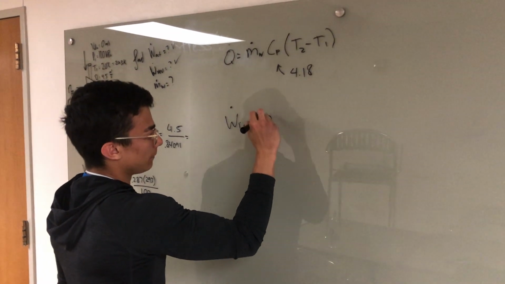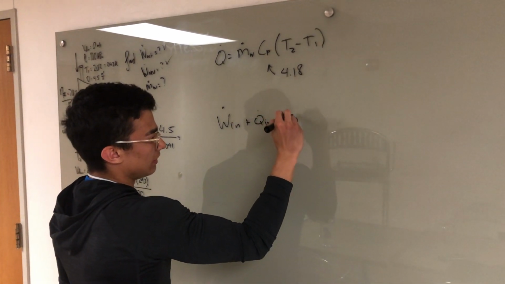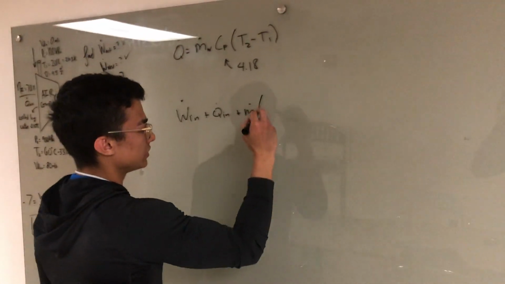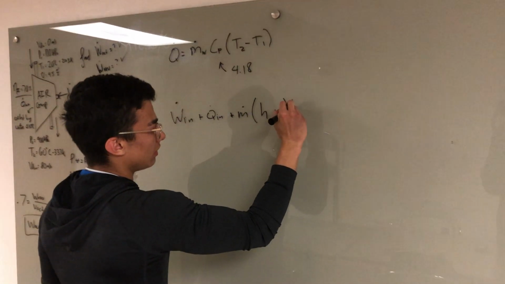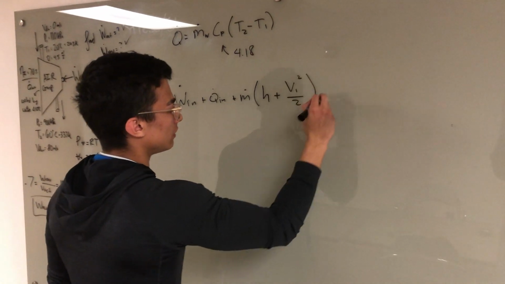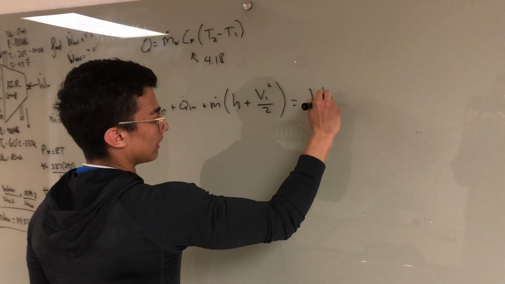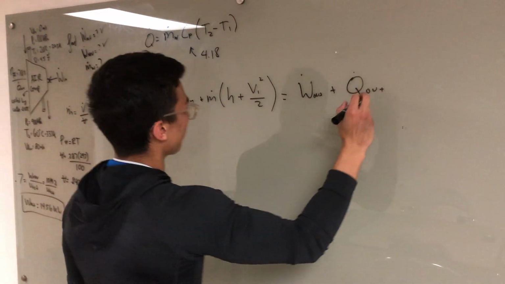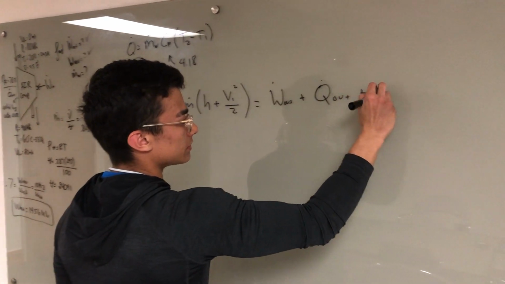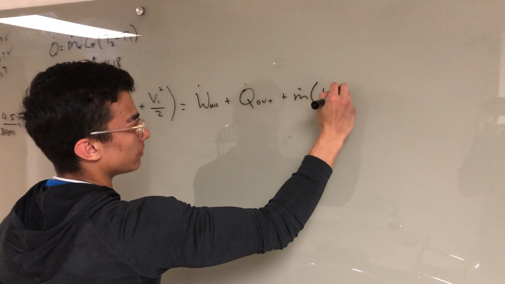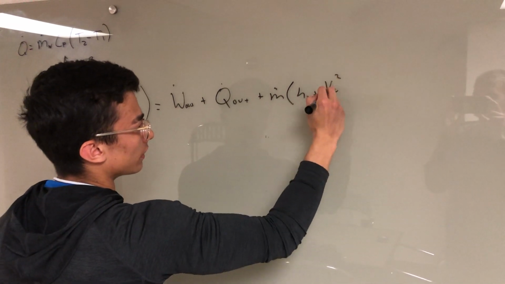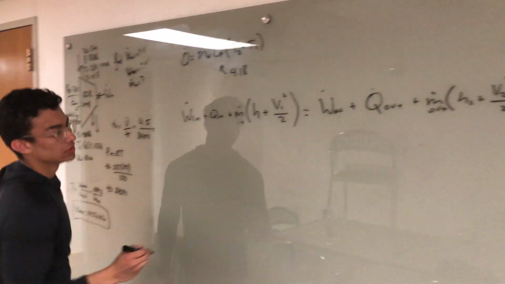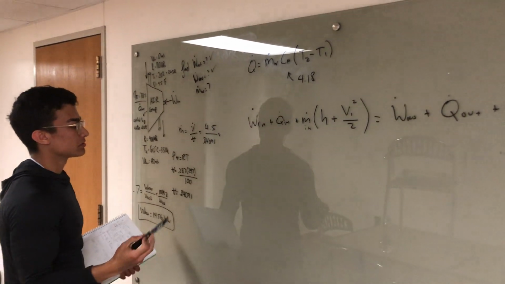So it'll be work in plus Q in plus m dot, and since we're neglecting potential energy, we'll just have enthalpy and kinetic energy. So h1 plus V1 squared over 2 equals work out plus Q out plus m dot h2 plus V2 squared over 2. And this is out, and this is in. So now we have the whole base equation written out, we can start canceling terms out.